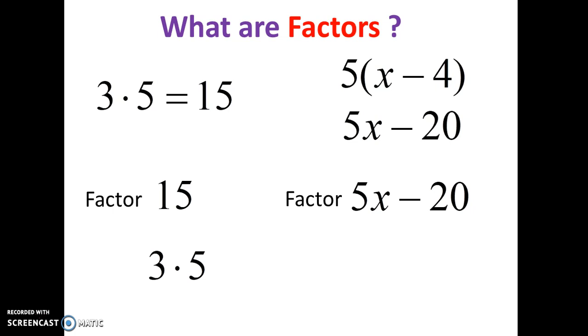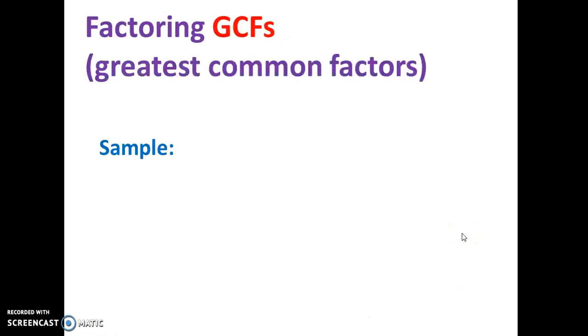And if you look at the two parts of that expression, the 5x and the negative 20, both of them have a 5 as a common factor. So we can factor out the 5 and rewrite the expression like this. Now it is 5 times (x minus 4), so we've written it as factors. That is essentially what is behind what is called factoring GCFs.